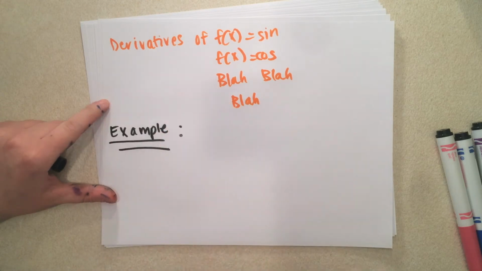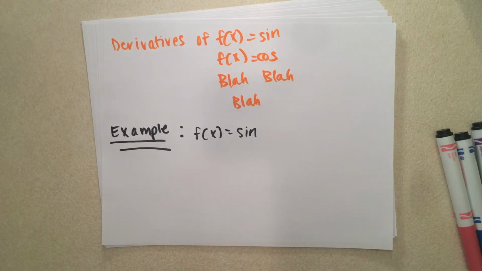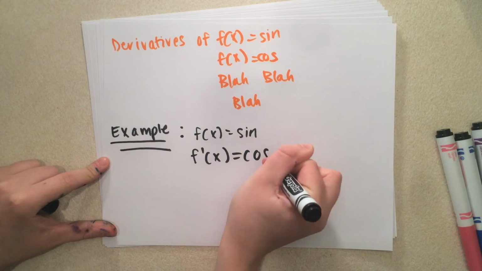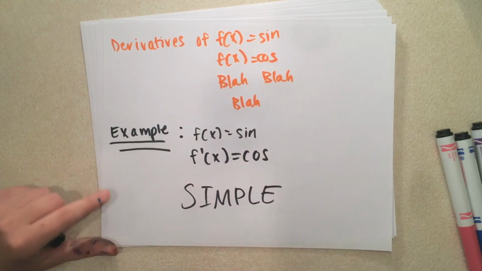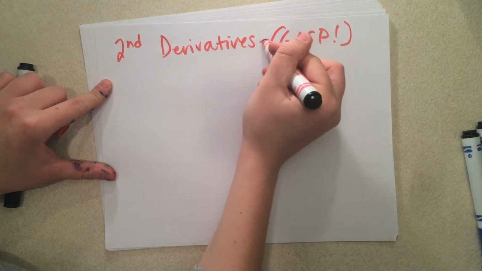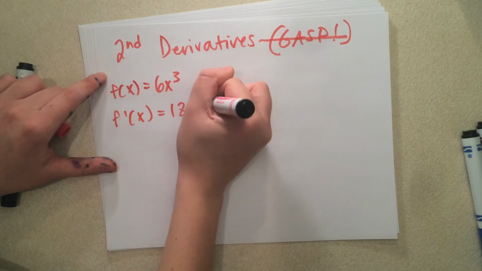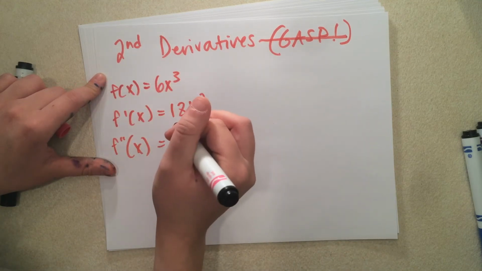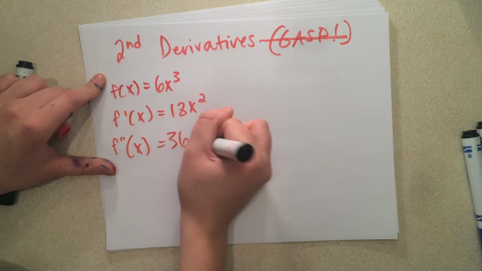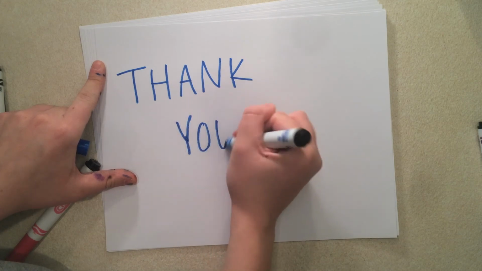So one of the examples would be f of x equals sine. If you like to memorize or look at it graphically or just refer to the textbook, the derivative would just be f of x equals cosine. Also, in addition to the first derivative, there are second derivatives, which are not difficult whatsoever. So if you have f of x equals 6x cubed, your first derivative would be 18x squared, and then you would do the same thing as before and multiply the exponent by the number that precedes the variable.